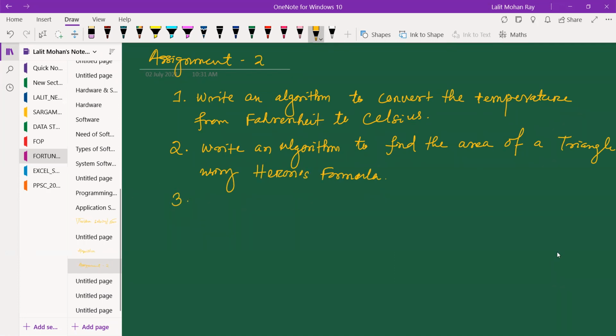Number 3, write an algorithm to find the roots of quadratic equation.